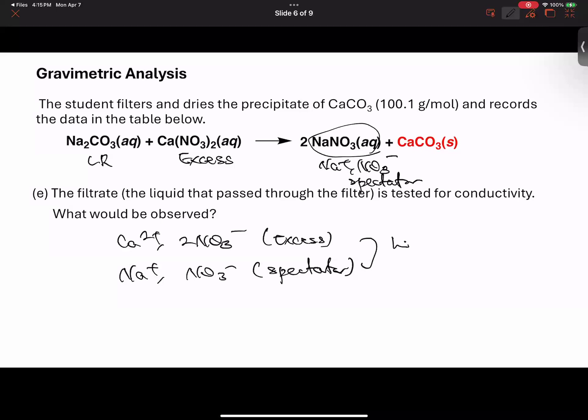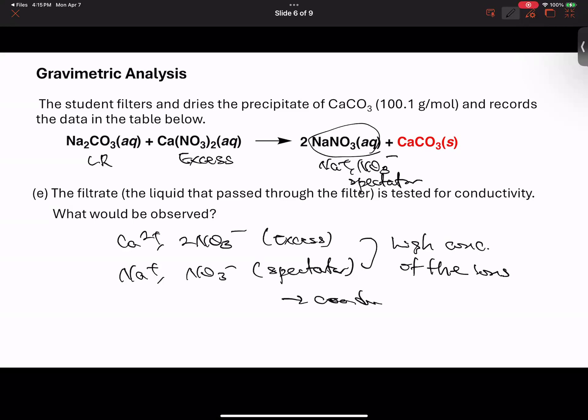So it will have a high concentration of the ions. As a result, the conductivity will be high. Okay, so this one is asking us to interpret the diagram. In the diagram, in the solution we have an excess amount of the cations, anions, and also the spectator ions present. The solid will be filtered out, remaining on the filter paper, but the filtrate, the solution, contains those ions. Then the solution contains a high concentration of the ions. As a result, the conductivity value will be high.